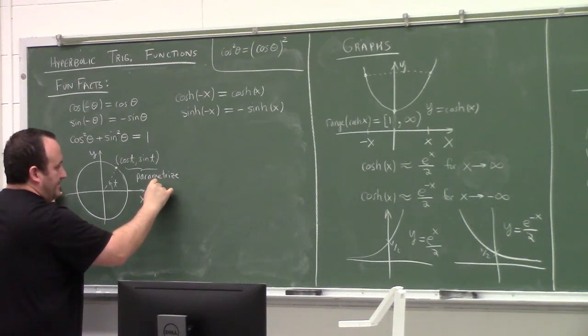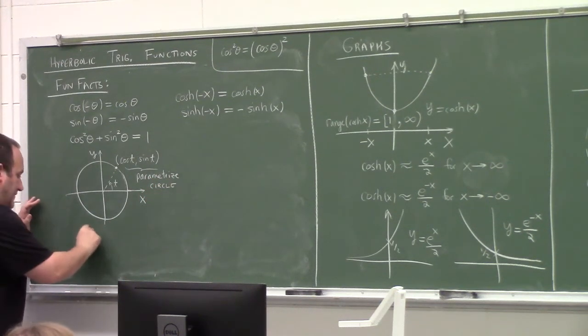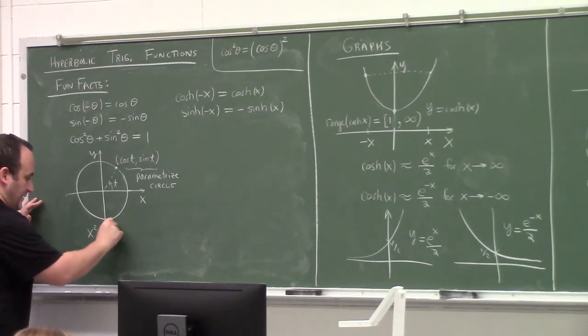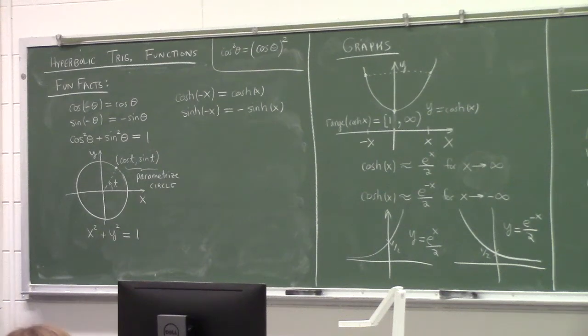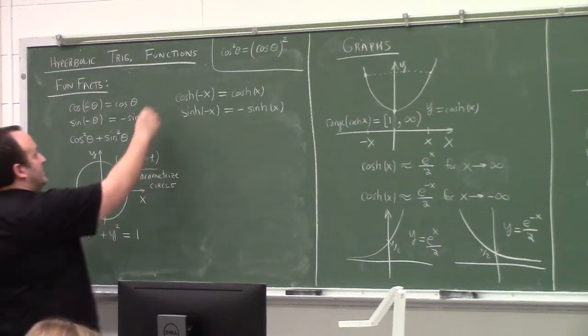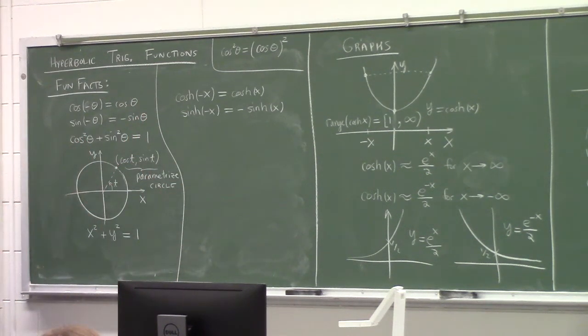What's the equation of the circle? This is something we covered, right? x squared plus y squared equals 1. So if you take the parametric formulas for x and y, cosine t and sine t respectively, and plug them in there, it works, right? Cosine squared plus sine squared is 1. So cosine and sine parametrize the circle. And that's why sometimes you might hear people call sine and cosine circular functions, right?